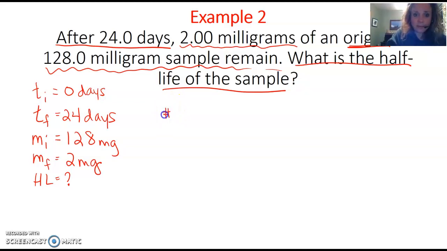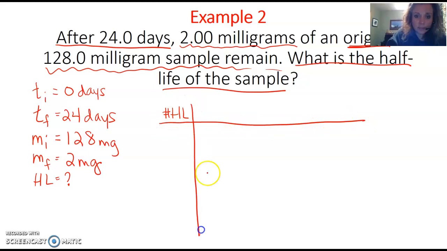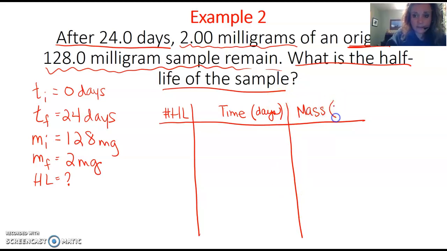So once again, in the upper left, we have number of half-lives. In the center, we have time, which in this case is days. And we have mass, and my units of mass is milligram. Always, always, always start off by putting zeros in half-life and time, and then you put down your initial mass, which in this case is 128 milligrams.